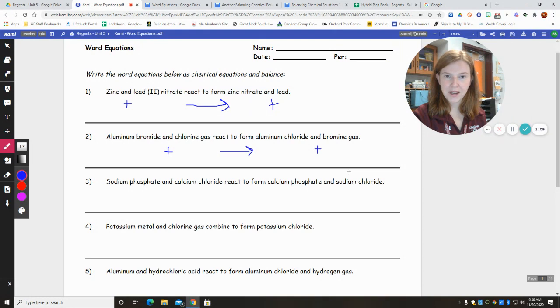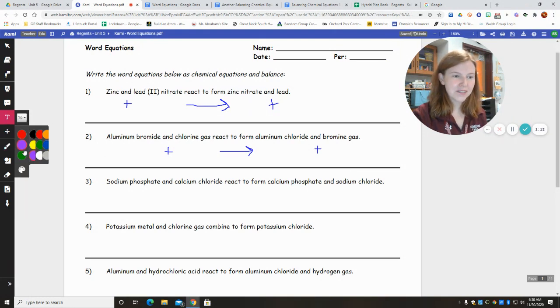So if we look to number 2, aluminum bromide and chlorine gas react to form aluminum chloride and bromine gas. So then my next step is I have to actually change this to formulas, right?